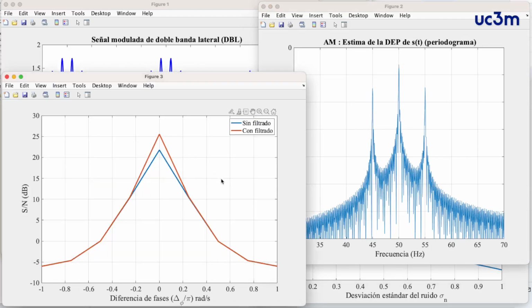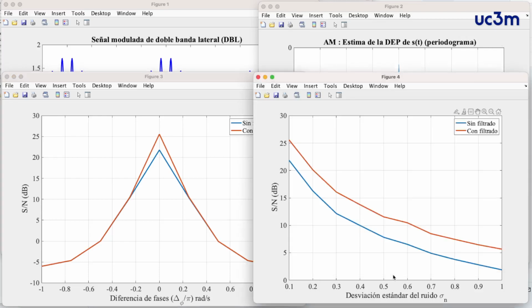Again, a non-coherent receiver will degrade the performance, and filtering is improving the signal to noise ratio for a given standard deviation of the noise.